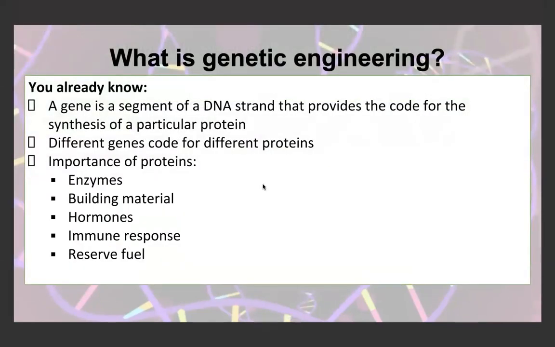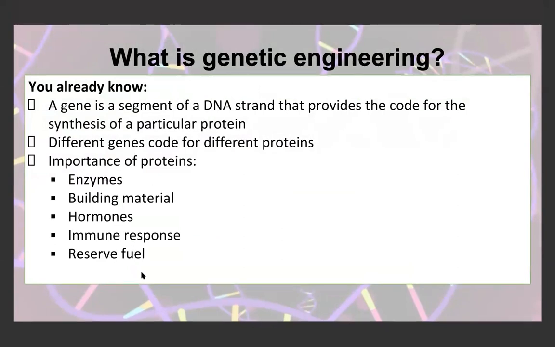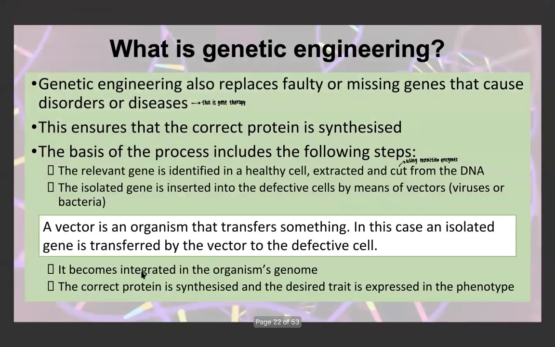We already know that a gene is a segment of DNA strand, and this segment provides the code for the synthesis of a particular protein. Different genes code for different proteins, and some proteins can be things like enzymes, building materials, hormones, immune response, and reserve fuel, so reserve energy. Genetic engineering can also replace faulty or missing genes that cause disorders or diseases. This is what we call gene therapy. It ensures that the correct protein is synthesized, and the basis of this process includes the following steps.